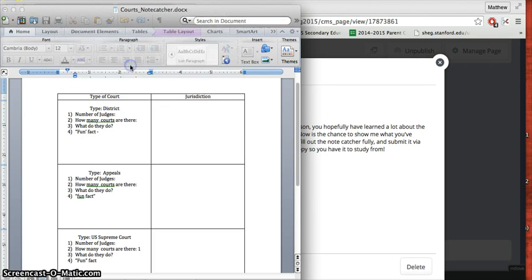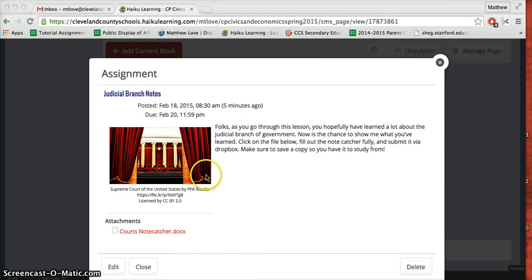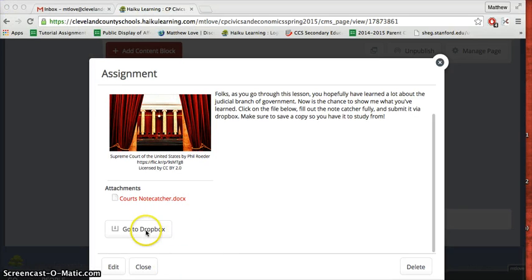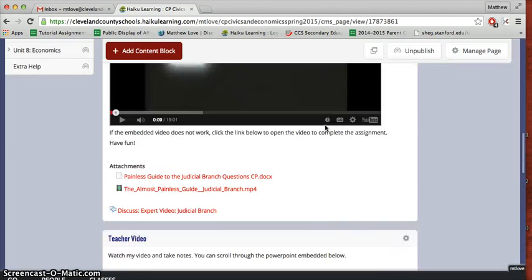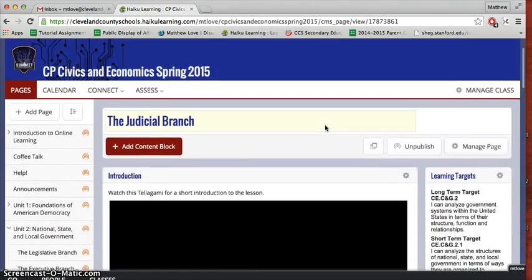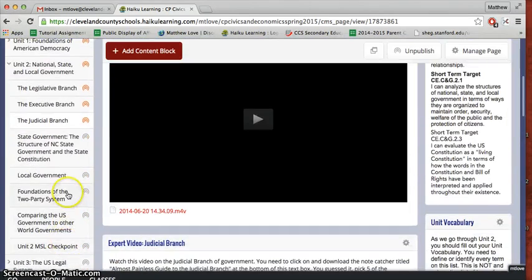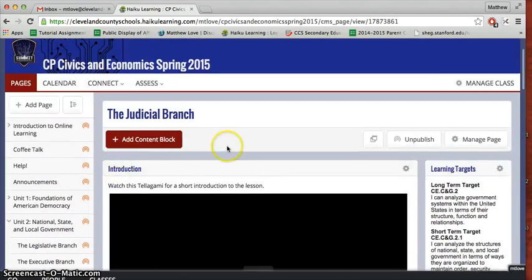So you will finish that document. You will submit it to me via Dropbox completed, and you'll be good to go. That will be talking about the court system, and they like to emphasize the court system. If you understand the 3 different types of federal courts in the judicial branch, when we get to state government, you'll understand that. It'll be easy. We'll just add one more court to it and be good to go.